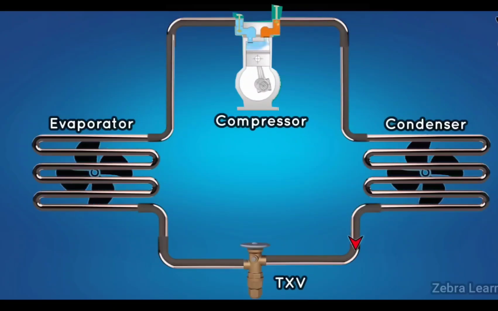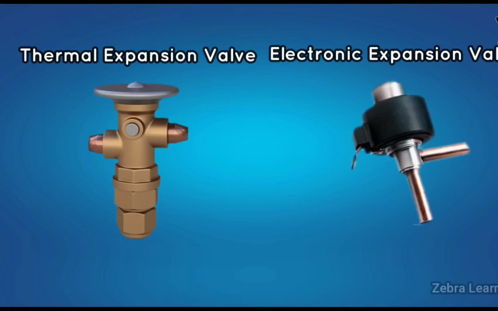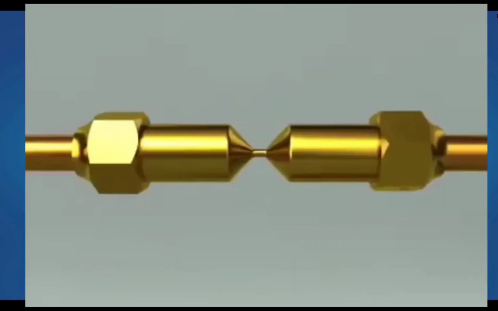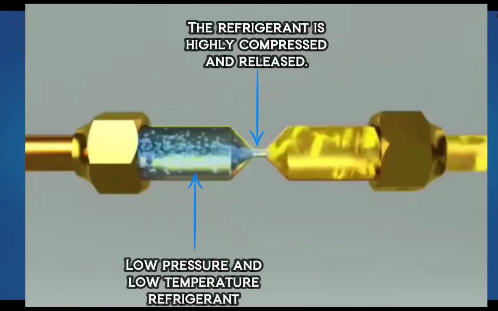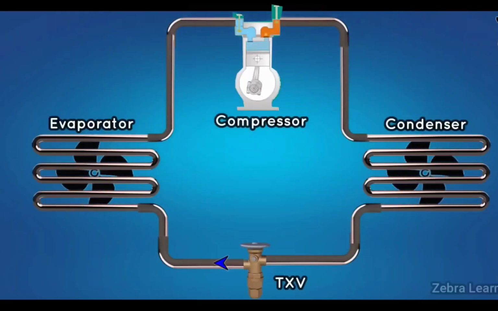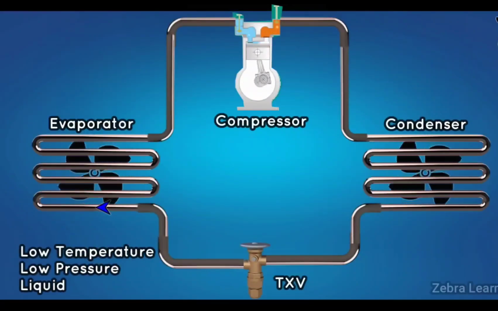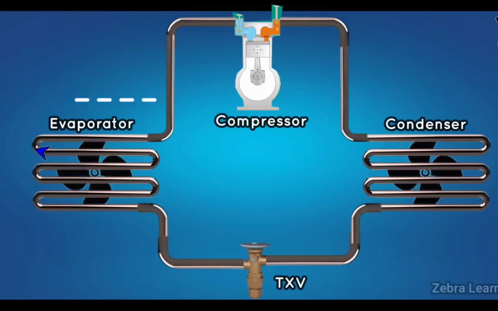Although there are many types of expansion valve, thermal expansion valve is mostly used in many places. The most advanced of these is the electronic expansion valve. But whatever the expansion valve is, its important job is to reduce the pressure of the refrigerant that comes from the condenser at high pressure. By reducing the pressure, the temperature of the refrigerant will decrease. The refrigerant that comes out of the expansion valve at low temperature, low pressure, and liquid state then goes inside the evaporator.